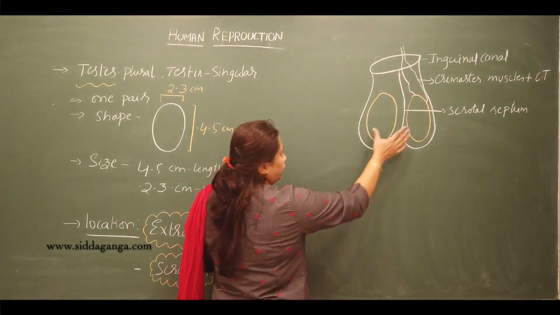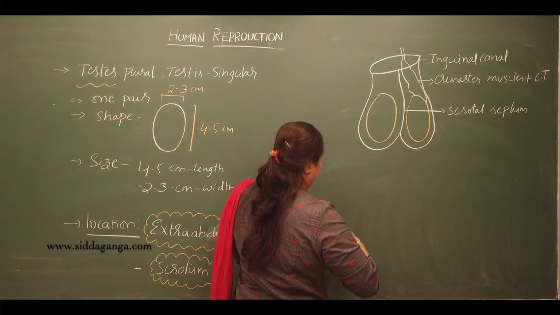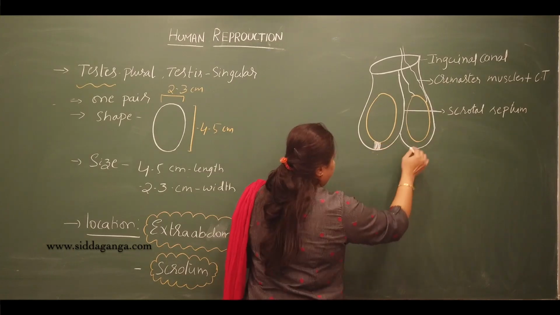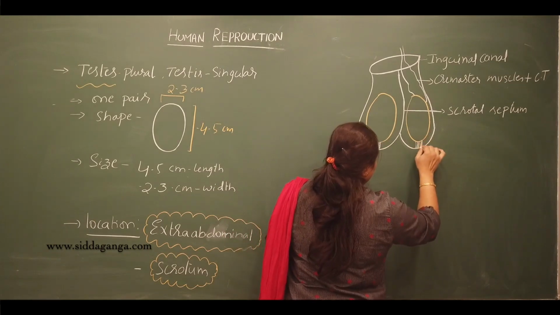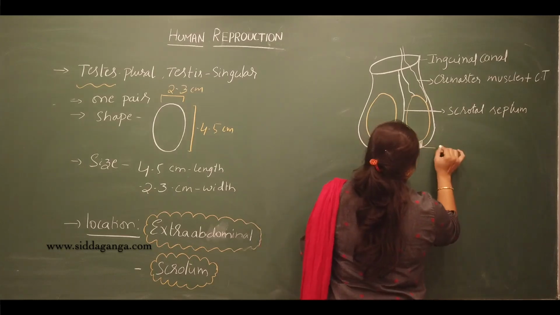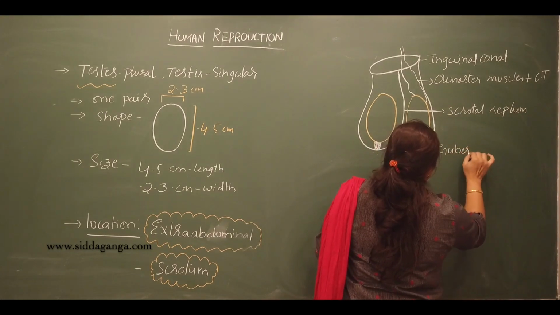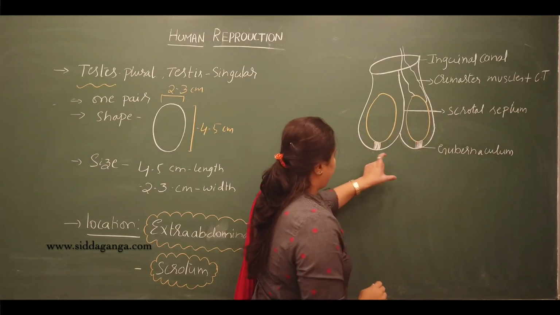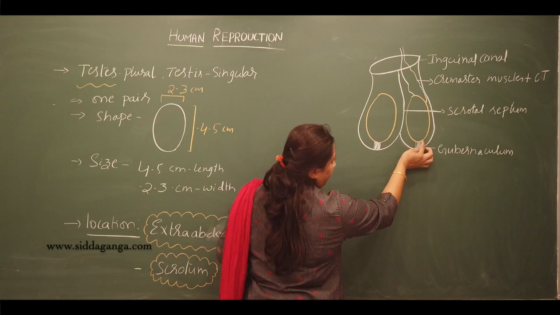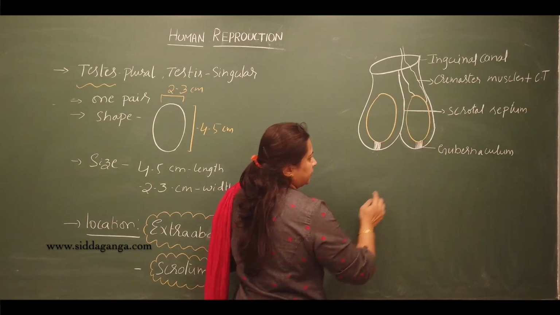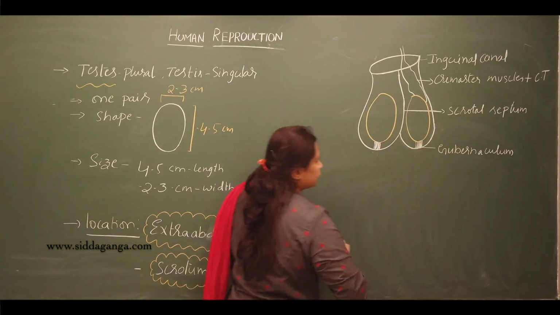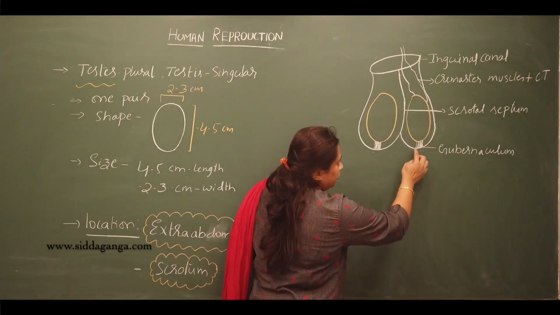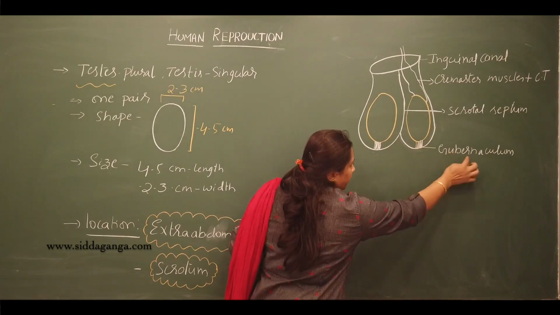Then see, both the testes are held in position by a fibrous cord called the gubernaculum. It is a fibrous cord that extends from the caudal end of the testis and joins with the wall of the scrotum. So the testis remains connected to the scrotal wall with the help of the gubernaculum.